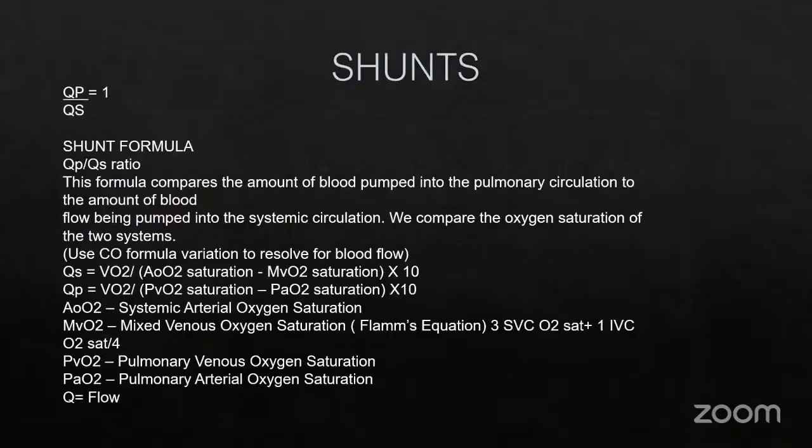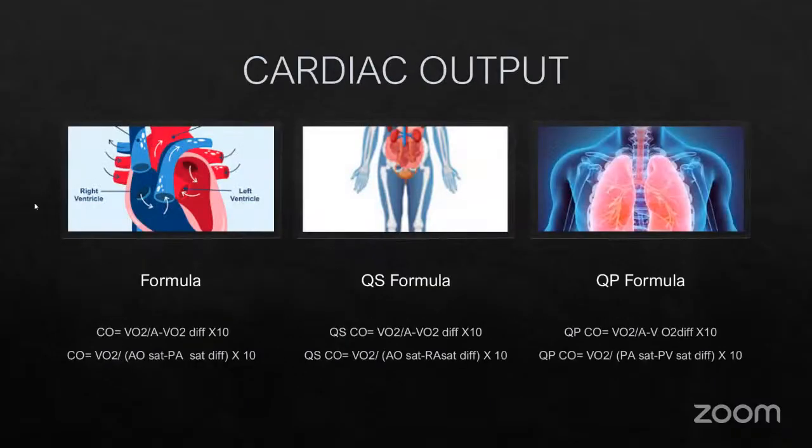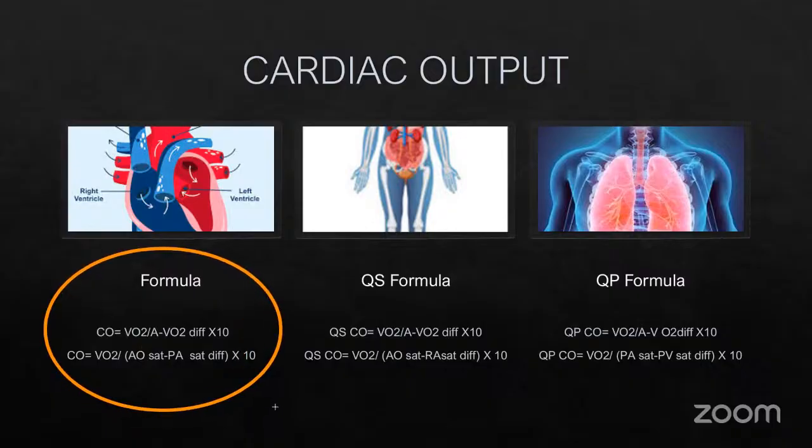My annotations are not wanting to work today. Why? Oh, because I'm on this formula. All right, so let's start with this one. This is the regular cardiac output that we know, agree? VO2 divided by the AVO2 difference times 10. We got that one, yes?